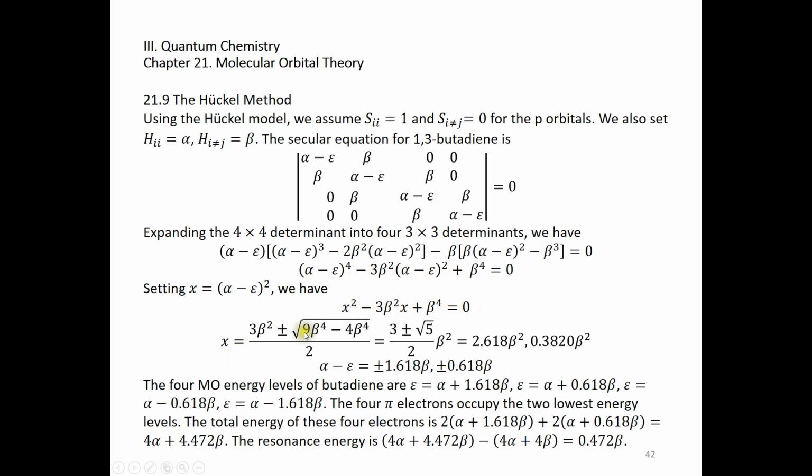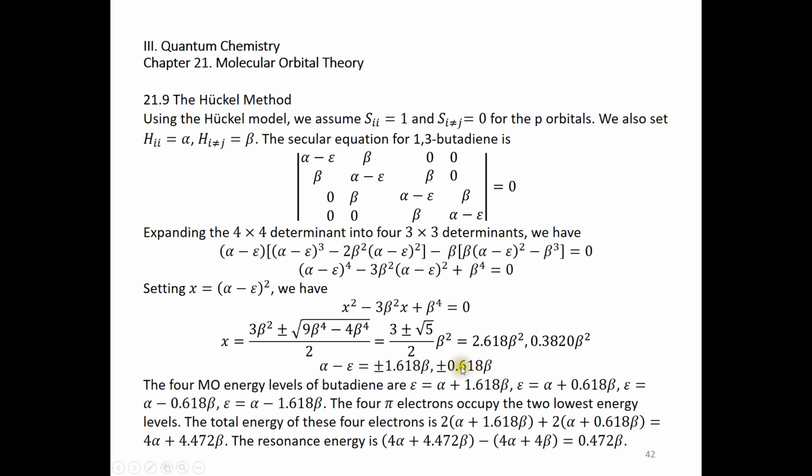How do we solve x? Well, it's pretty simple. We just need to use negative b plus minus the square root of b squared minus 4ac, over 2a. That's just the standard solution to quadratic equations such as ax squared plus bx plus c equals 0. So we get this kind of solutions in terms of beta squared. We have 2.6 beta squared. We have 0.38 beta squared. And now alpha minus e is simply the square root of this, or the square root of this. And therefore we solve for alpha minus e to be plus minus 1.6 beta, or plus minus 0.6 beta.